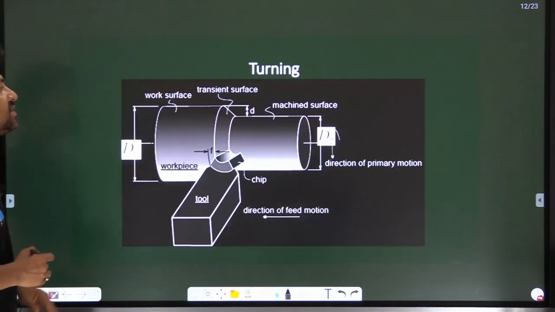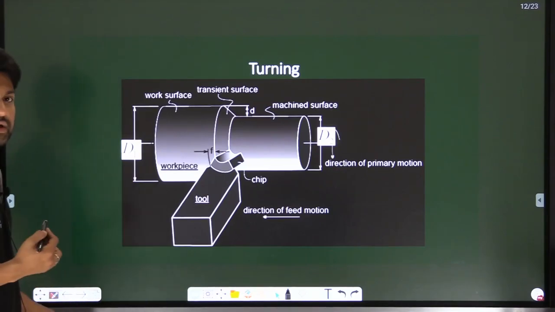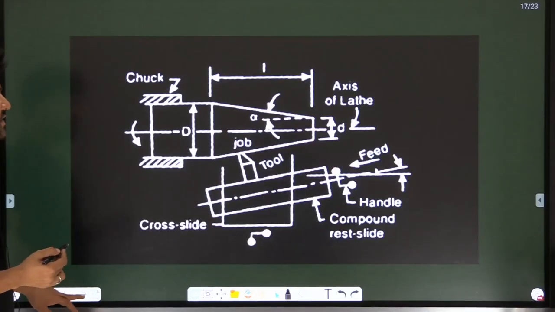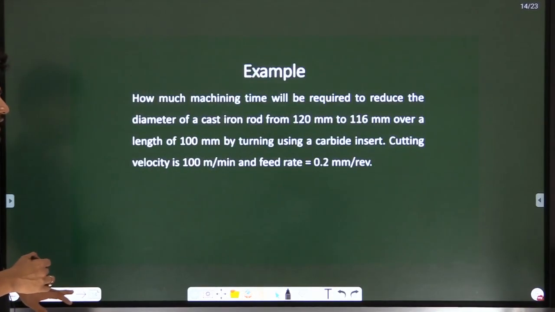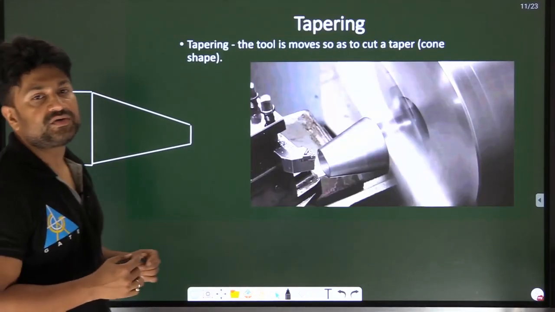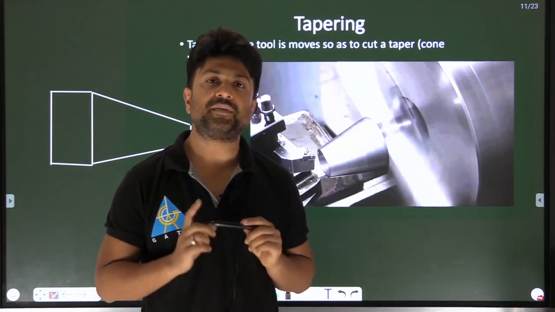One method is swiveling, which I will tell you in the upcoming slide. In this slide, I will tell you, now let's discuss the machining time.